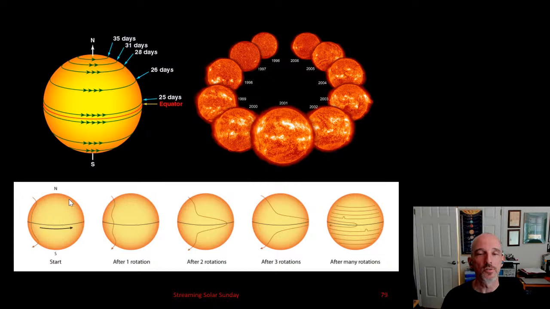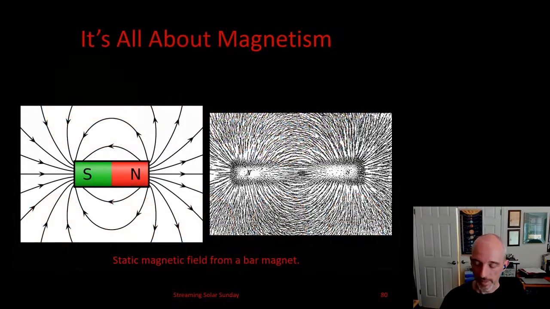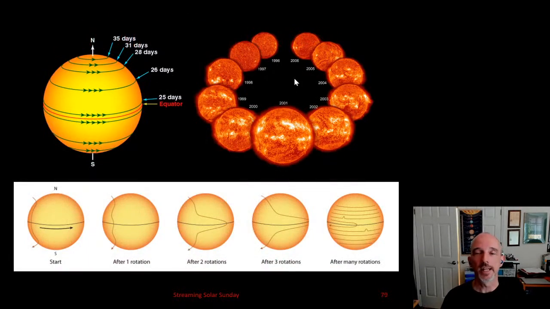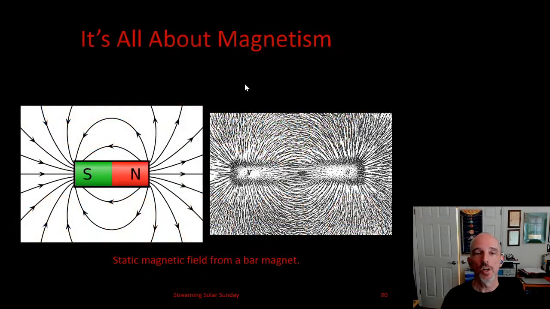So at a solar minimum, everything looks relatively clean, more like it does over here. And then as time goes on, we reach the solar maximum, where we've reached maximum twistiness. The more twisted things are, the more complex the magnetic fields become, and the more active the sun is, the more prominences it generates, and the more sunspots you have. And then these things unwind again, and we end up back towards a solar minimum. And like I said, this is all about magnetism.